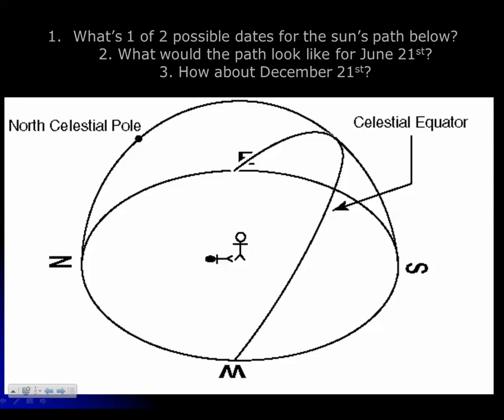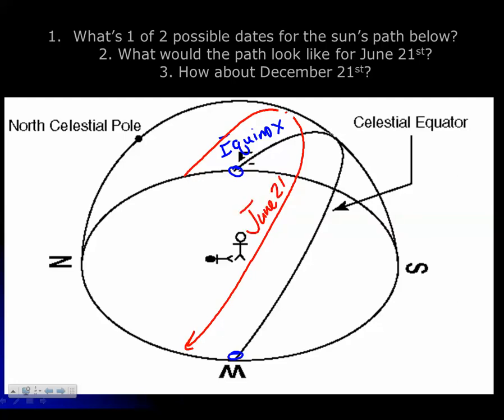All right, here's a question. What's one of the two possible dates for the sun's path shown below? And we can see here it's rising due east, setting due west, so we know it's got to be an equinox. Has to be. What would the path look like for June 21st? Well, it's going to be shifting. But remember, we're now in this reverse turnabout type diagram, so everything's going to be moving this way. So that would be like June 21st. And December 21st would just be shifting and rising in the southeast, setting in the southwest.